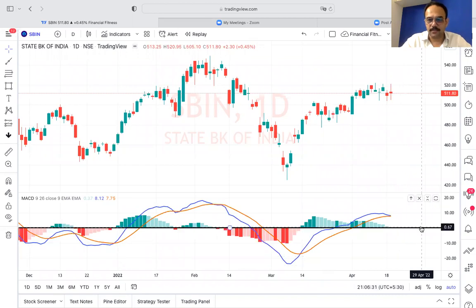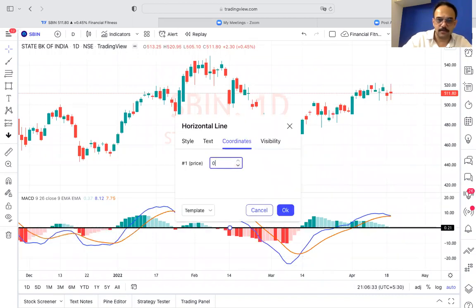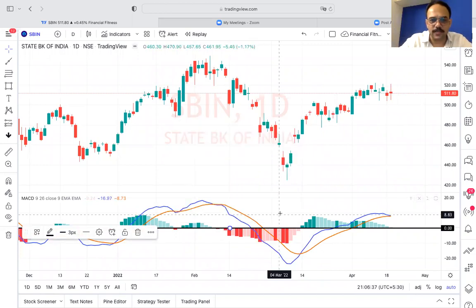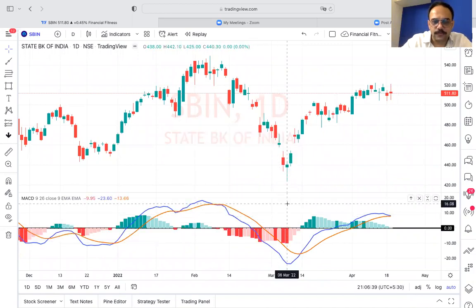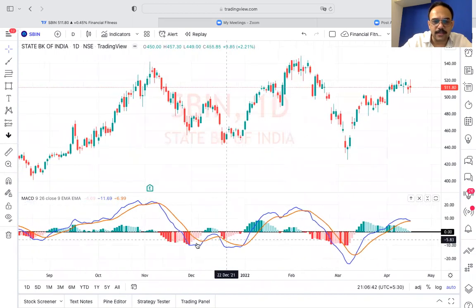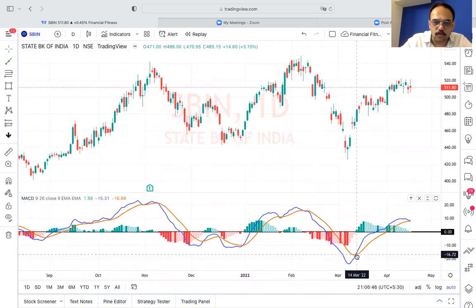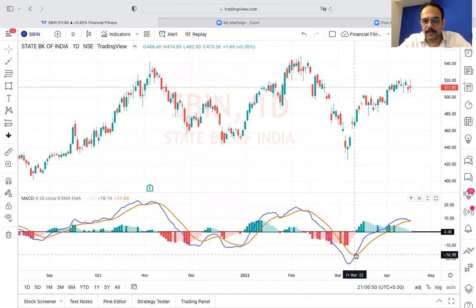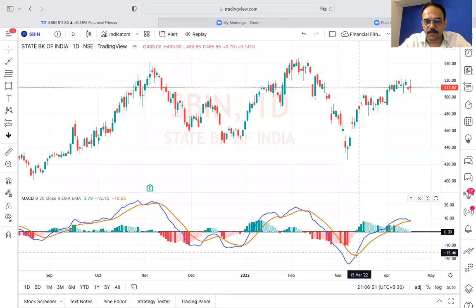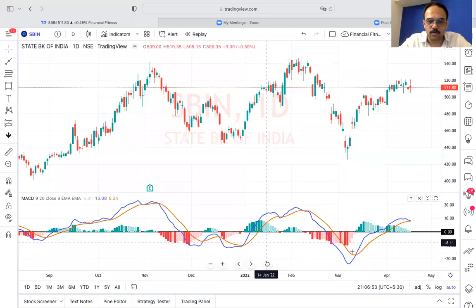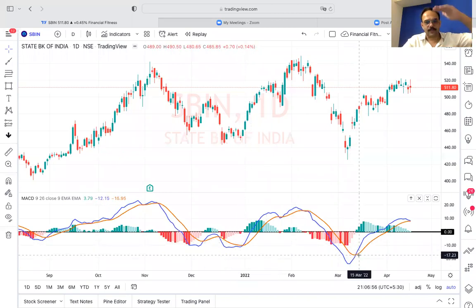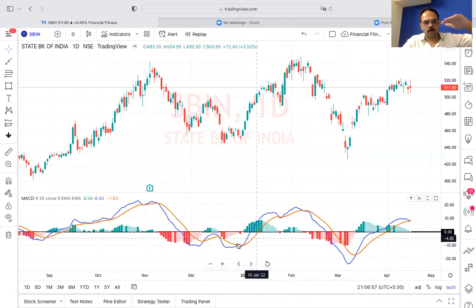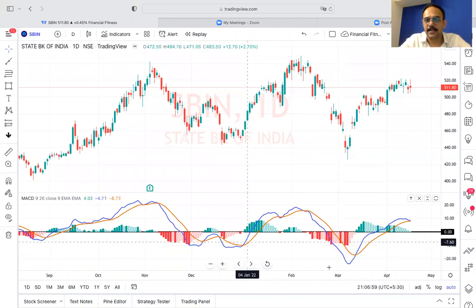I'll keep this line at 0 level, so that it is visible. Otherwise, by default, the 0 will come. Now, we have to see at the crossovers which are happening below the 0. Is this lower than this? If I say this is the crossover number 1 and this is the crossover number 2, which is lower? 1 or 2? 1, right?